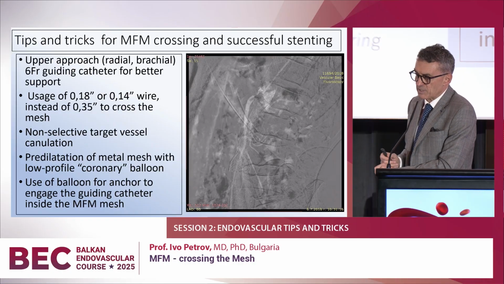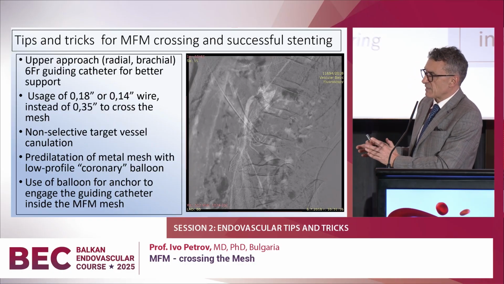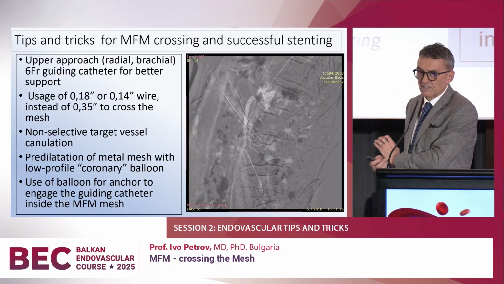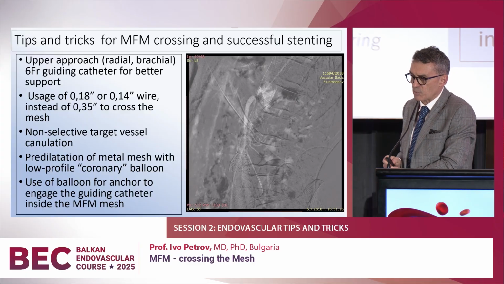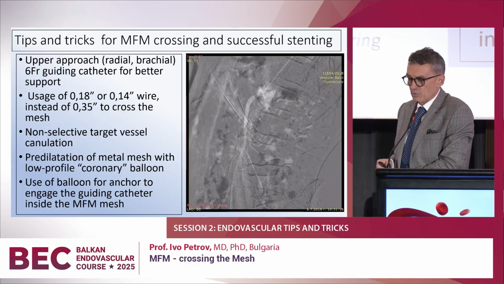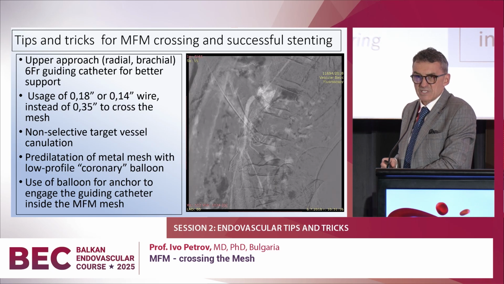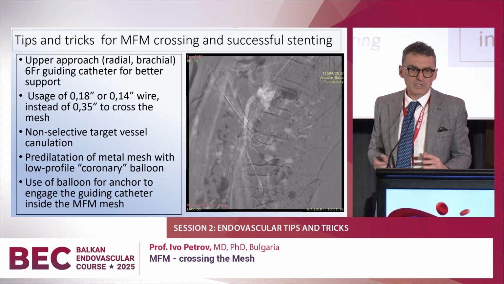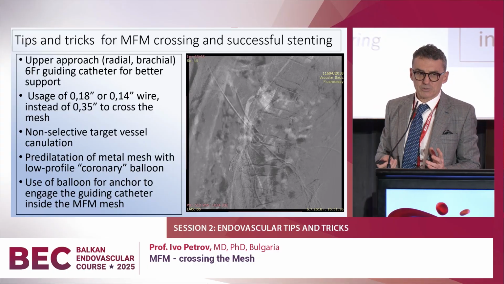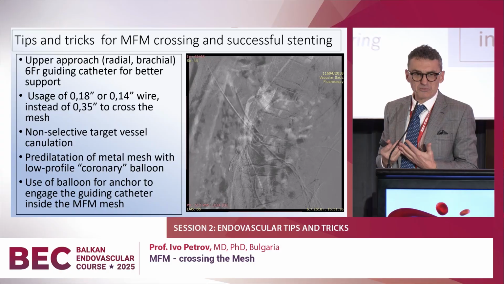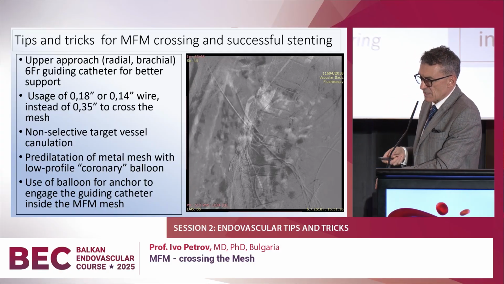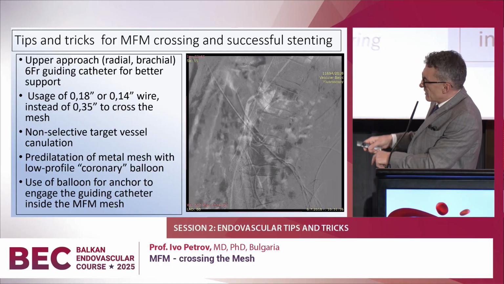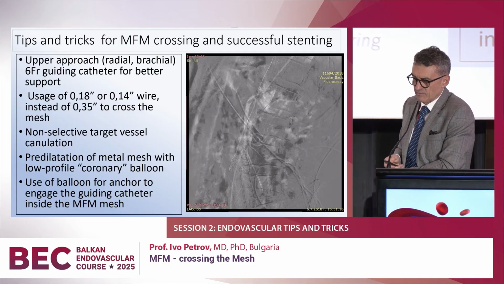One of the tricks is to engage a balloon inside the mesh and to use the balloon as an anchor in order to introduce the catheter inside the mesh, for example, in this critical osteostenosis of the superior mesenteric artery. The game is even more difficult because there is not only critical osteostenosis, but there is a mesh before the stenosis. So we have to cross the mesh, and this is one of the patients treated for AAA with a bifurcated version of the MFM.